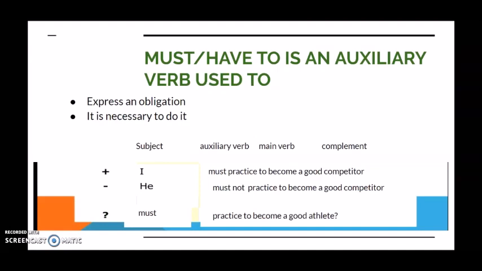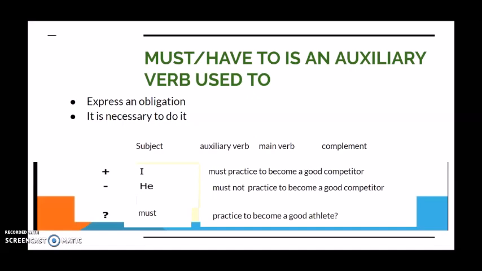Now, let's look at another auxiliary verb. This is must or have to. We use this when we want to express an obligation, something that is mandatory, that you have to do because there's no other way in which you can not do that. It is necessary to do it.